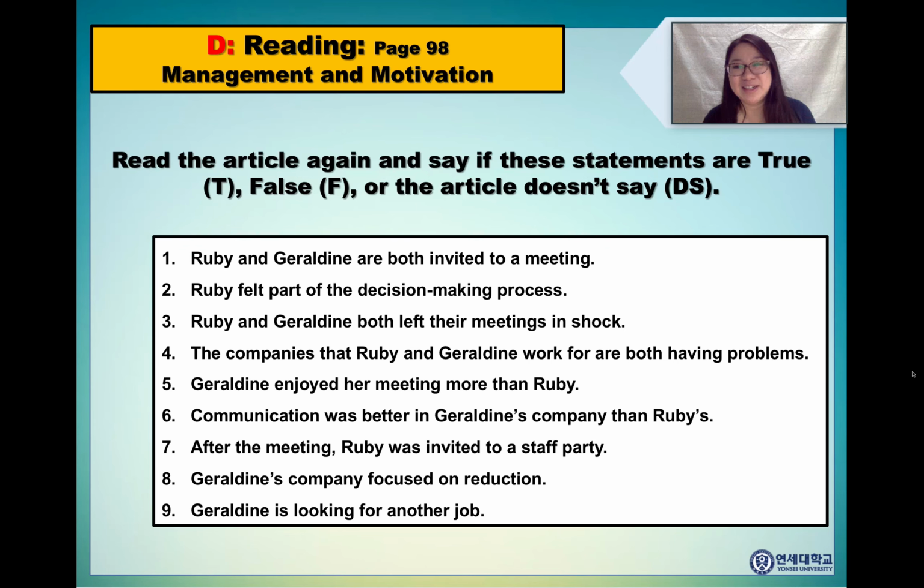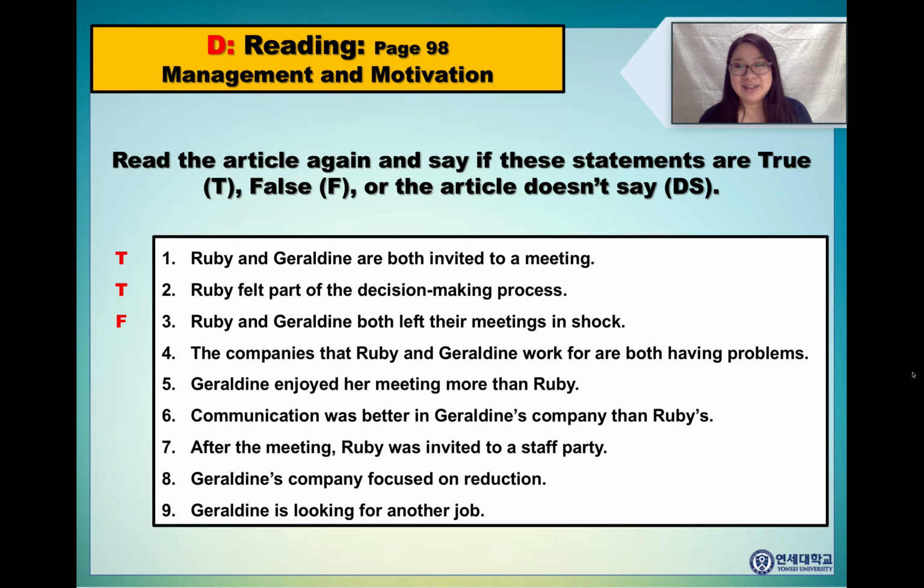Number 1. Ruby and Geraldine are both invited to a meeting. True. Number 2. Ruby felt a part of the decision-making process. Yes, she did. 3. Ruby and Geraldine both left their meetings in shock. False. Ruby felt like she learned a lot of information and was well informed. However, Geraldine was definitely in shock.